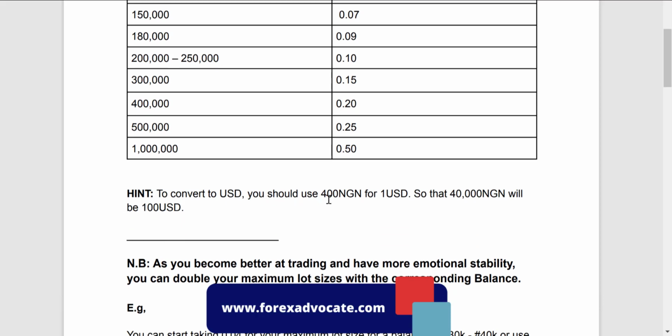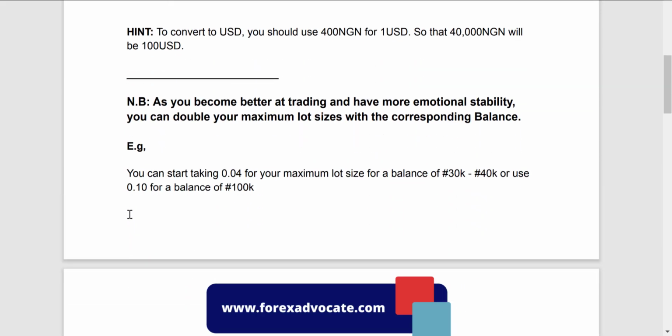To convert to USD, you should use 400 naira for $1, so 40,000 will be $100. You understand that now? So $150 will be 60,000 naira. This is for the conversion, for calculation's sake, not the exchange rate. So don't get it twisted.